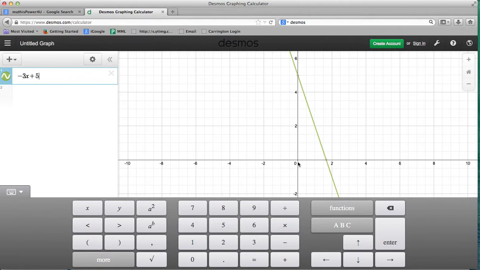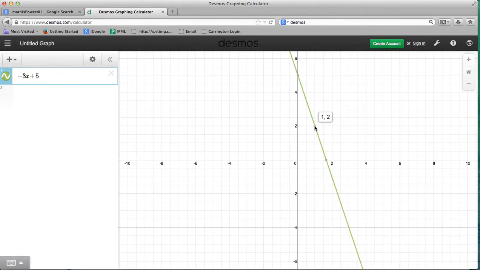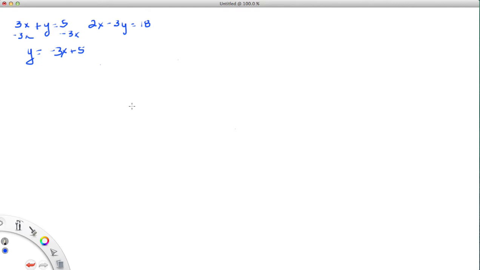So remember we said when x was 0, y was 5? There it is, there's the point right there. We said when x was 1, y was 2. So when x is 1, right here, y is 2. That point right there. So this is the graph of that line. So let's go back to our screen. We're going to graph two lines.